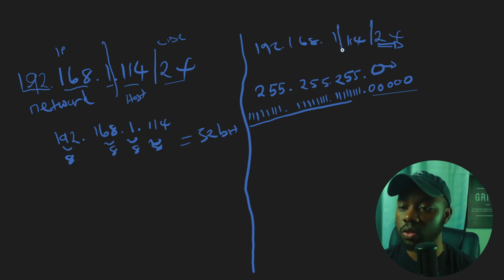So what that means is the 192.168.1, this first portion of the IP address, is the same as this part of the IP address.